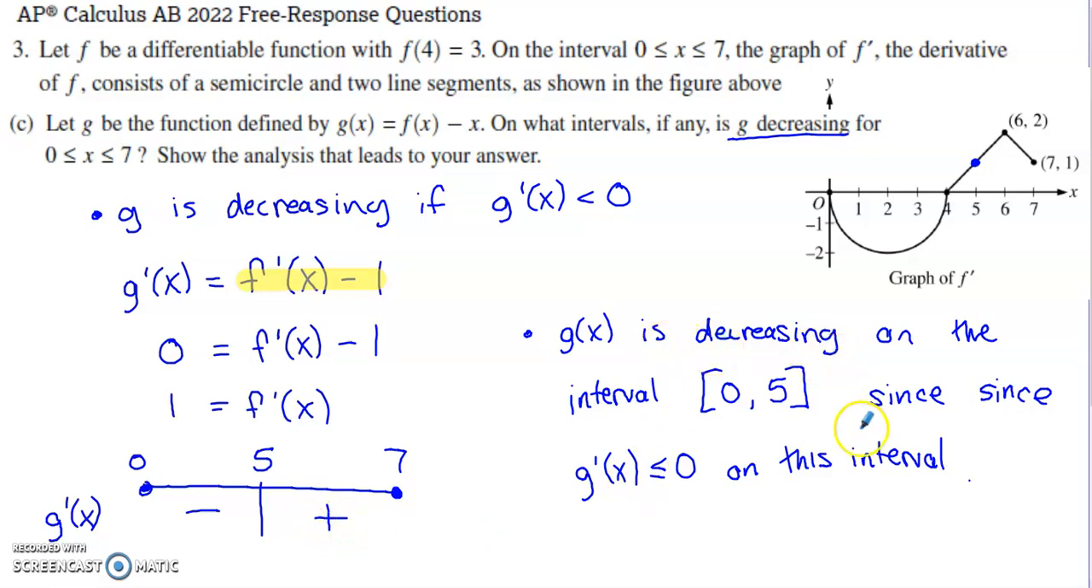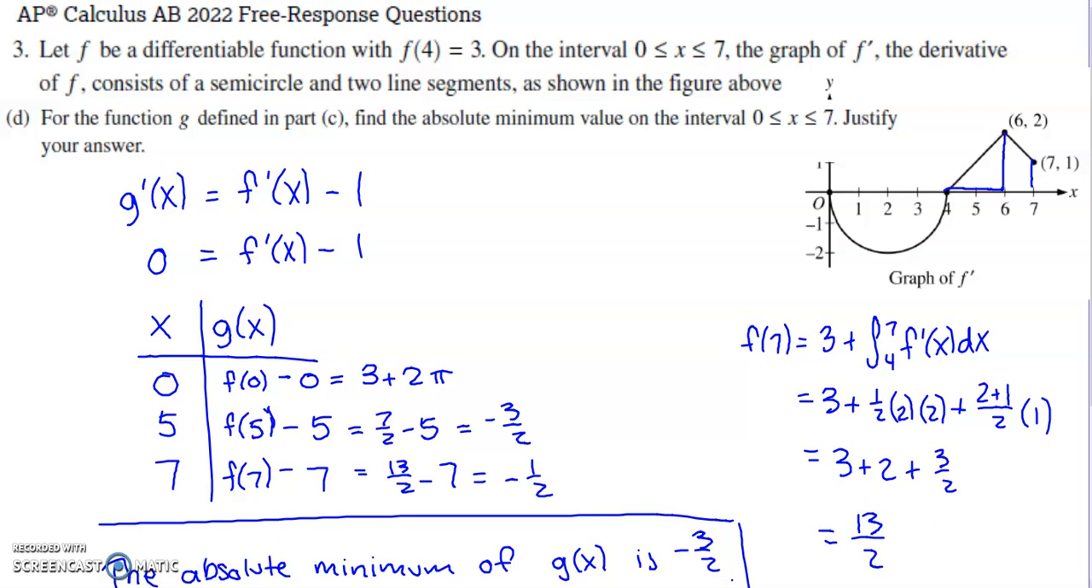G is decreasing on the interval from 0 to 5 since g prime is less than or equal to 0 on that interval. I did include endpoints here. As long as there's going to be a point on the graph of g at the endpoints, you typically would include endpoints for intervals of increase and decrease. So that's really the only reason why I'm including them here. But we'll finish this up with a little discussion on Part D. Part D also deals with g.